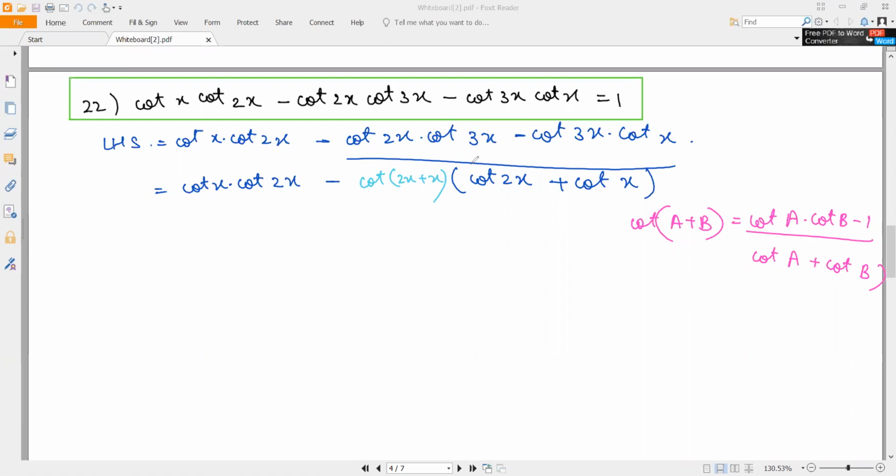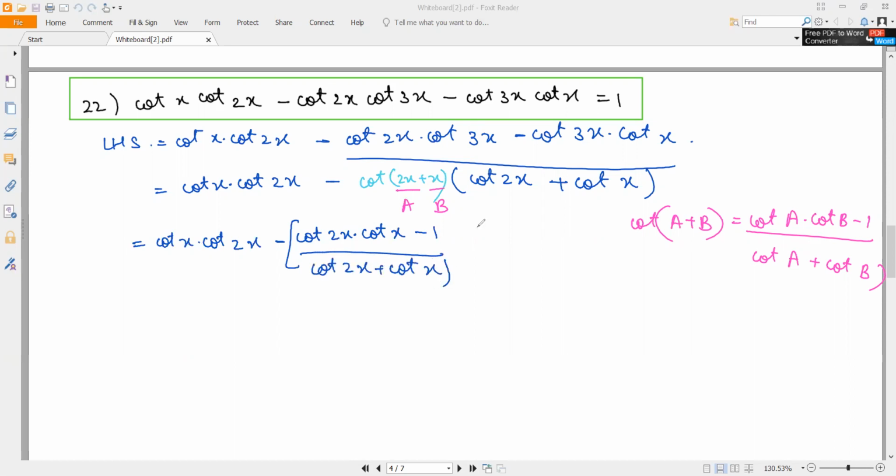So you took cot 3x common, and instead of writing 3x, you're writing 2x plus x. This can be considered as a, and this can be considered as b, and you can apply the formula for cot(a + b) over here. So you have cot x into cot 2x minus 1 upon cot 2x plus cot x, times cot 2x plus cot x. So we did that so that we can get these two terms cancelled out.